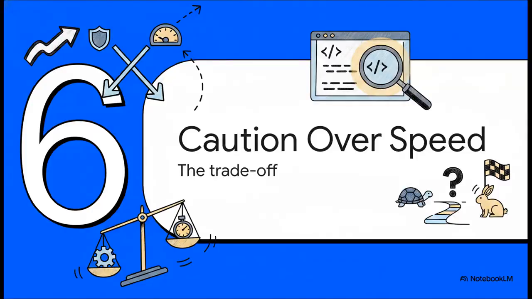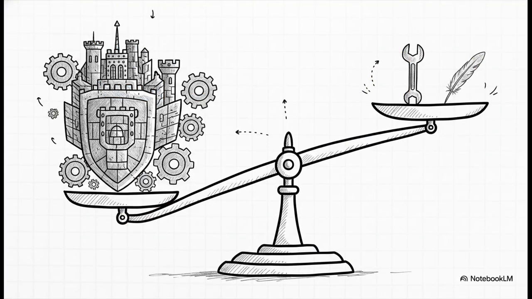Section 6. Caution over speed. Let's talk about the trade-off. So, the crucial point here is understanding the trade-off. These guidelines deliberately enforce caution. They force the AI to think, to verify, and to justify its work. And that is absolutely brilliant for complex, risky, or user-facing feature development.